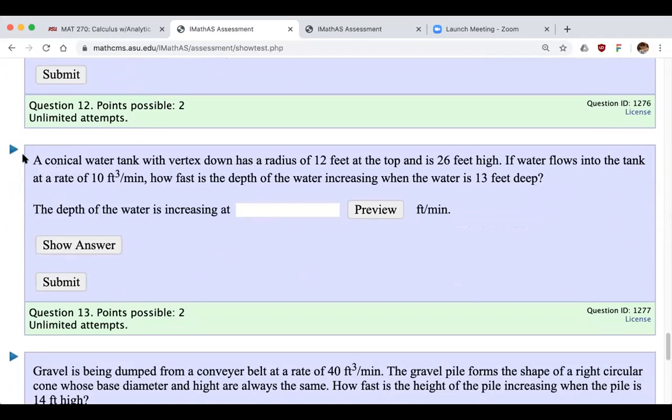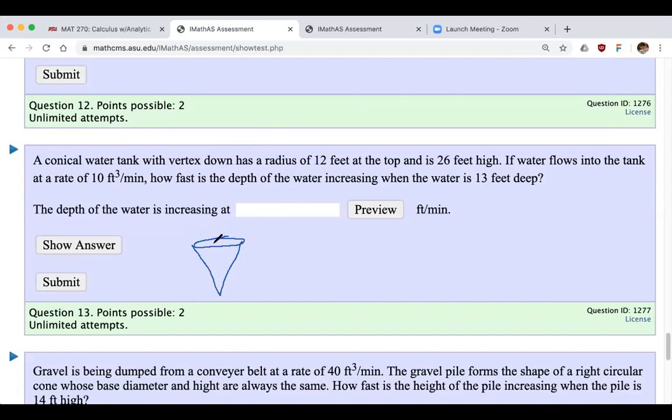So conical water tank, vertex down. We talked about this actually a little bit on Tuesday last week, day before our last lecture before your test also. So we have a conical water tank, vertex down, radius is 12 feet at the top, 26 feet high. So that tells us overall relationship between the radius and the height throughout the cone, whether or not we're talking about the full cone.